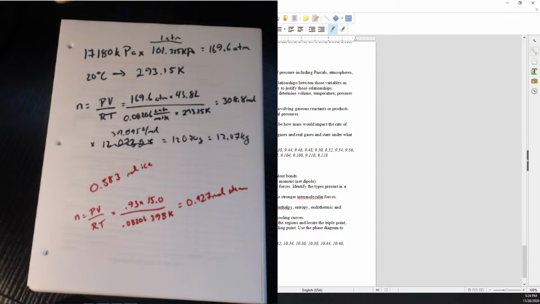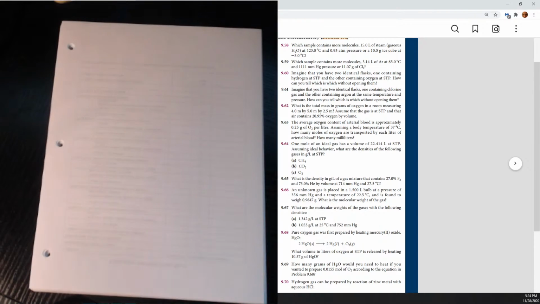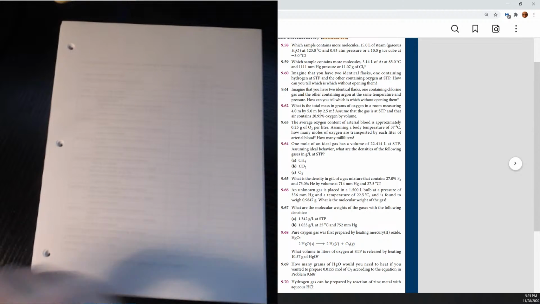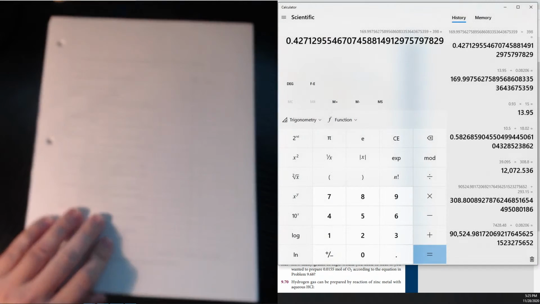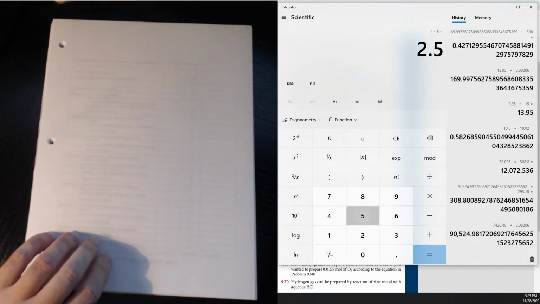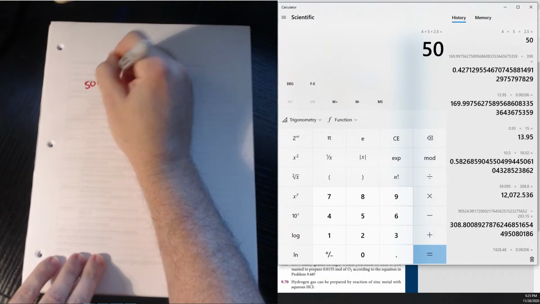62 and 64. 62. What is the total mass in grams of oxygen in a room measuring 4 meters by 5 meters by 2.5 meters? Assume the gas is at STP and that air contains 20.95% oxygen by volume. Okay, so let's go ahead and find the total volume. The total volume is going to be 4 by 5 by 2.5. So we're looking at 50 cubic meters.